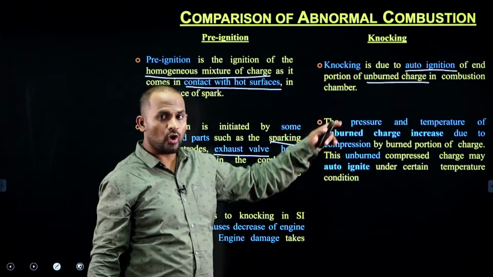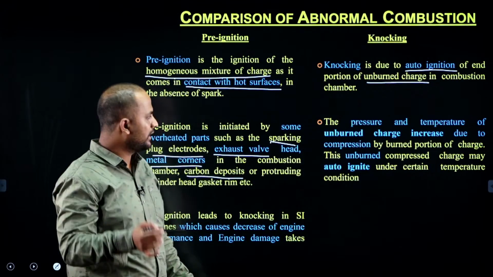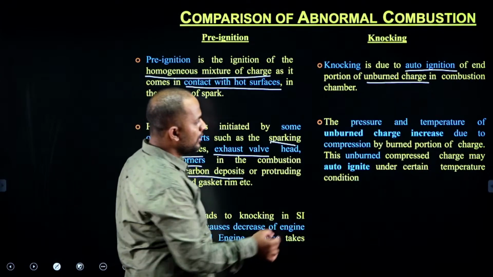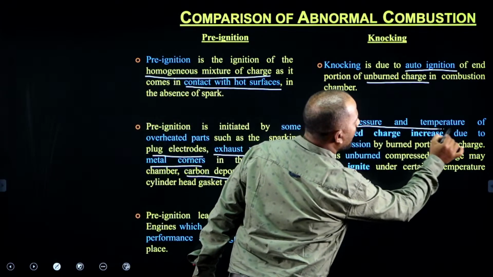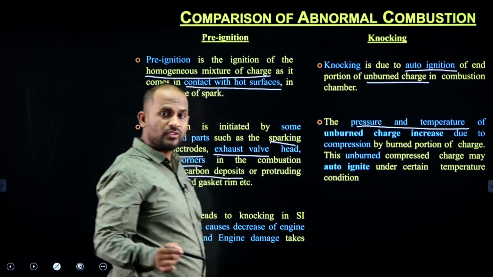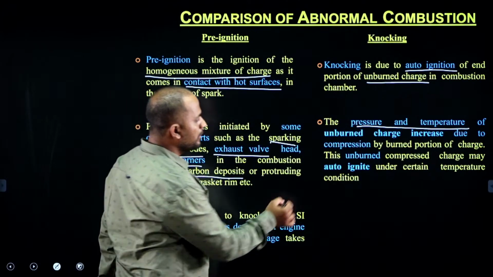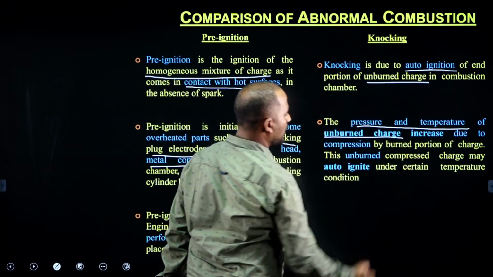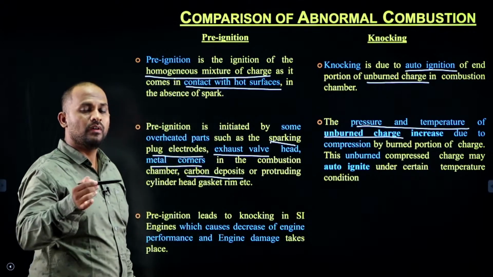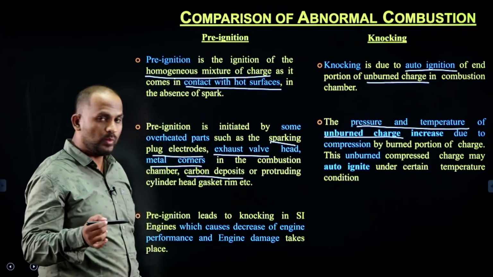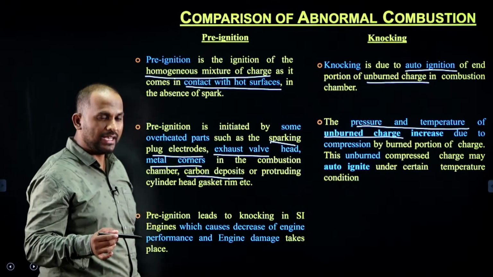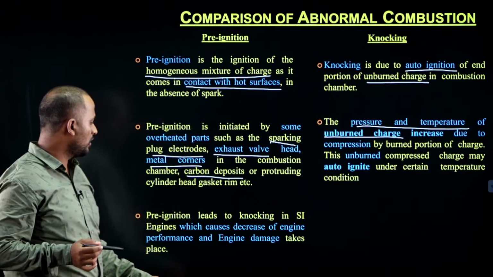Then how does auto ignition happen here? Auto ignition happens because of the increase of pressure and temperature of the unburned charge during the combustion process. It will reach its self-ignition temperature and it will auto-ignite. That is called knocking.